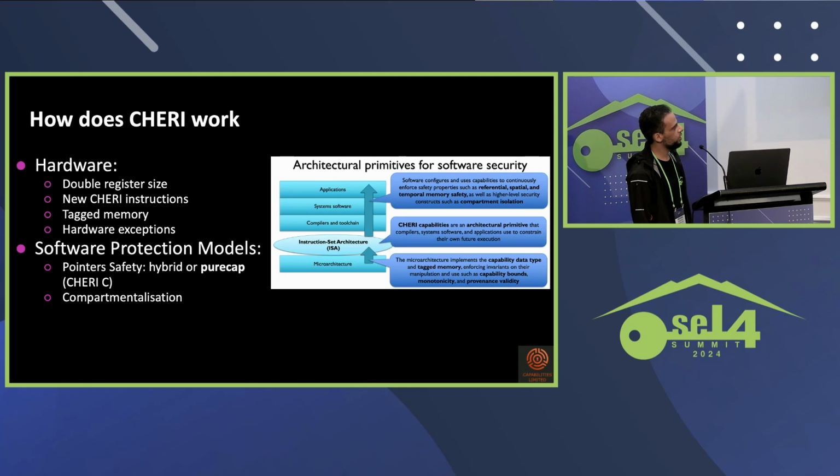On the software part, we have two main protection models: pointer safety, which is the main application of CHERI, and software compartmentalization. Pointer safety is split into two main modes for CHERI. The first is hybrid mode. In hybrid mode, if you are compiling your existing C application or system, you are keeping your pointers as integers. You are not extending anything, but you have the option to manually annotate specific pointers to be capabilities to have some security on those pointers.